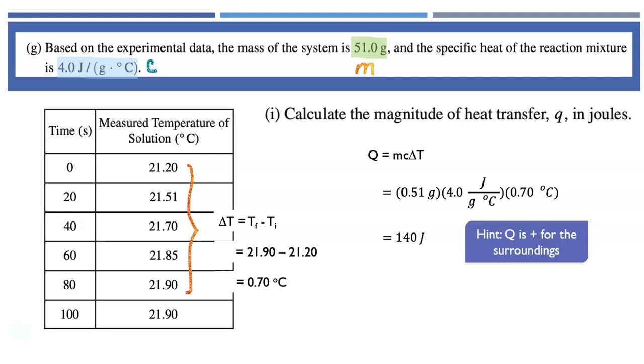I do want to point out that this is being measured for the surroundings. You can't put your thermometer in the actual reaction. We're measuring the temperature change really of the surroundings. And so Q is positive for the surroundings. This is going to be important because I know what's coming next. And that was worth 1 point for a correct setup with a correct calculation and correct answers.